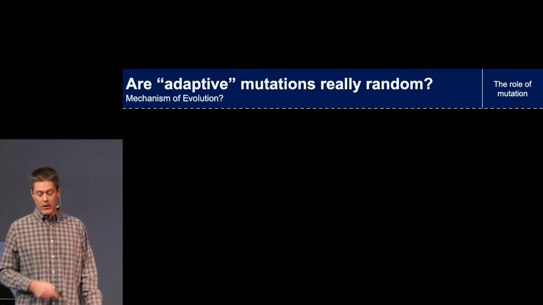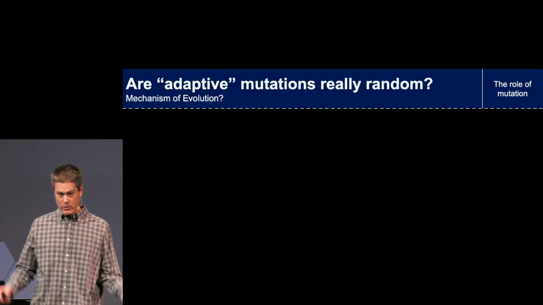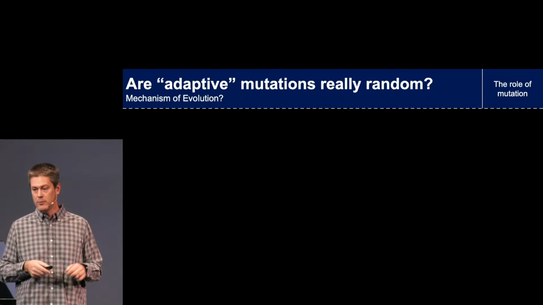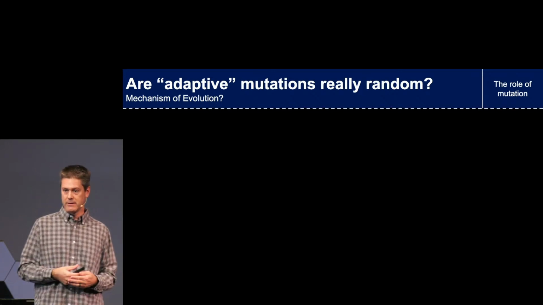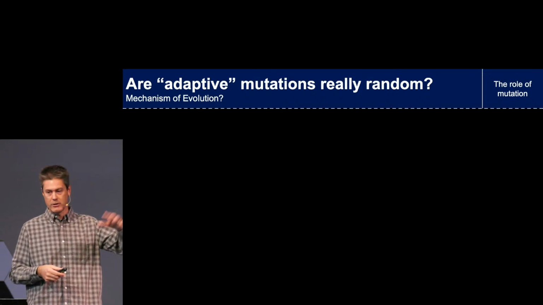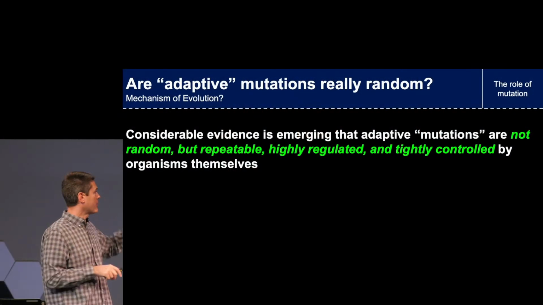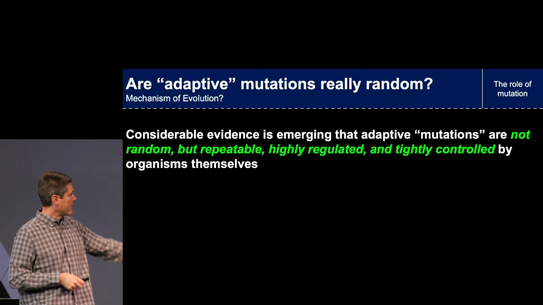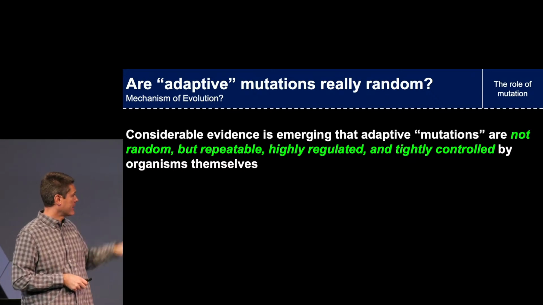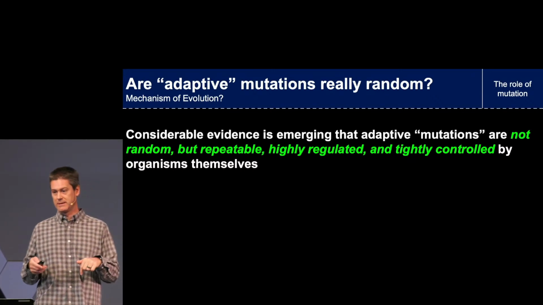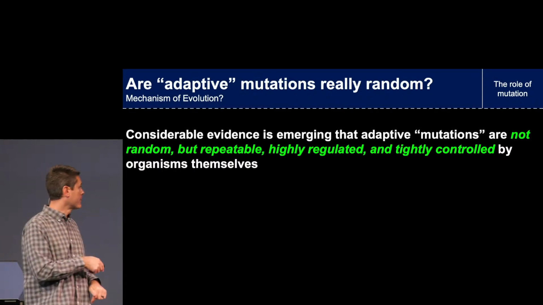So there are, however, what a lot of people call mutations that do appear to be adaptive. So you see that an animal has adapted to an environment, and when you look in the gene, it seems to have a mutation that helps it adapt. But the problem with that is that these mutations, it's emerging that they're not in fact random at all. They appear to be repeatable, highly regulated, and tightly controlled by the organisms themselves. There's nothing random about them.